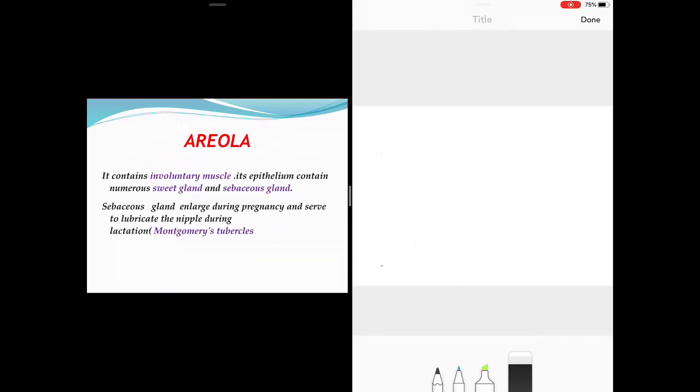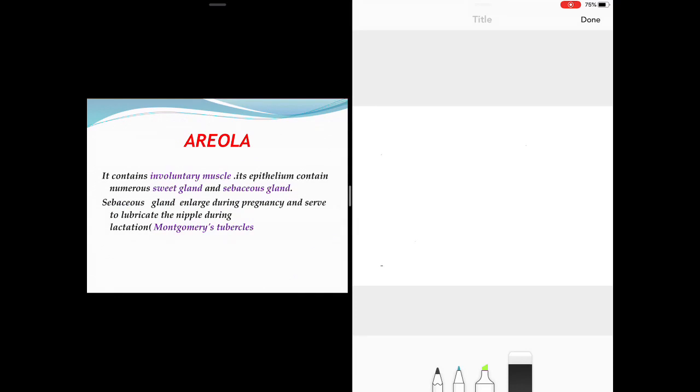Areola of the breast. What is the areola of the breast? The areola of the breast contains involuntary muscles. Its epithelium contains numerous sweat glands and sebaceous glands. The sebaceous glands are needed during lactation to lubricate the breast.